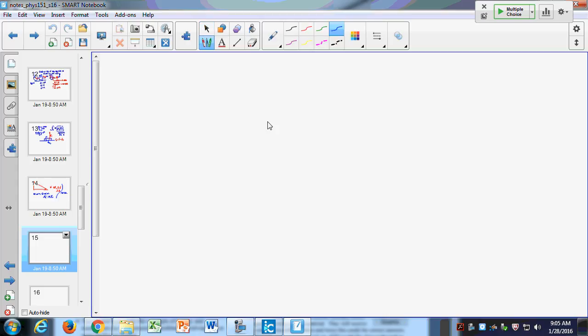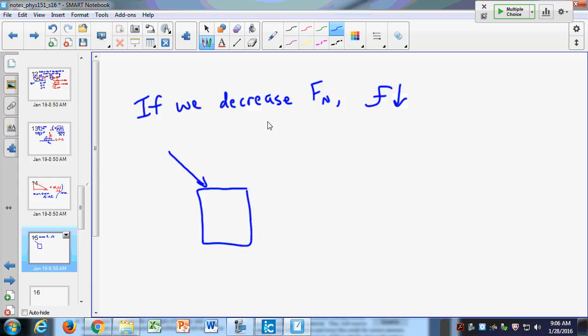Likewise, if we decrease the normal force, then the frictional force will also decrease. So, for example, with this table, if I push down on it, I increase the normal force. But if I pull up on it, I do what to the normal force? I decrease the normal force. So imagine I'm pushing this table like this, or I'm pulling it like this. Let me draw a picture of both of those. We'll say that it's a box. In this case, I have a force applied in the downward direction. In this case, I have a force applied in the upward direction.